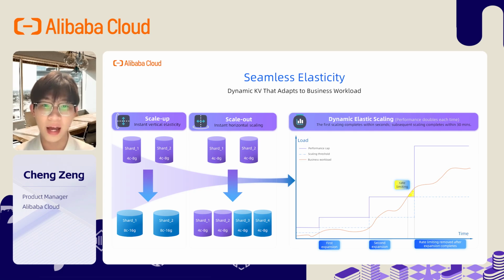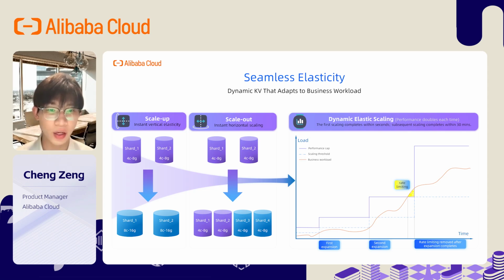And you can see the diagram on the right to help you understand the real elasticity and responsiveness of the Serverless KV. Firstly, the elasticity threshold is set at half of the current load limit. Once usage exceeds 50%, scaling up is automatically triggered. And secondly, each scale-up doubles the overall performance. And thirdly, the first scale-up completes within seconds.